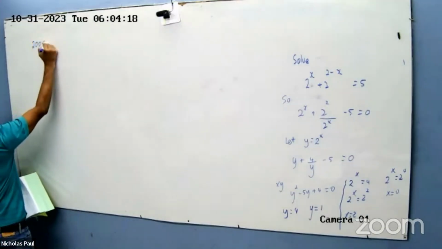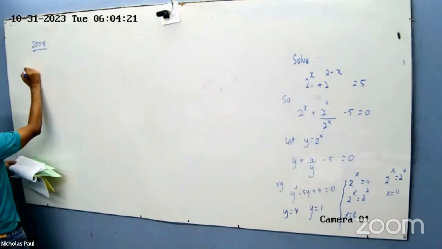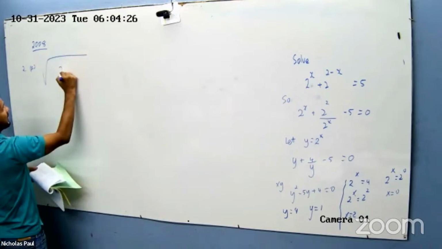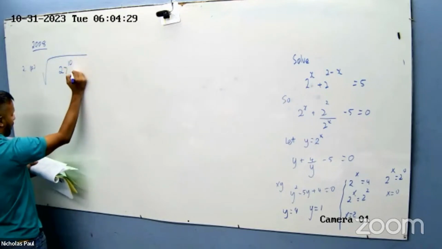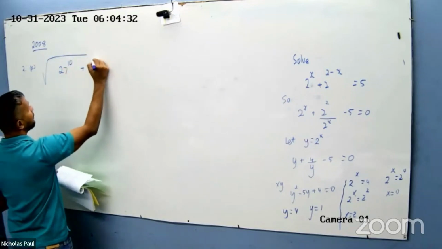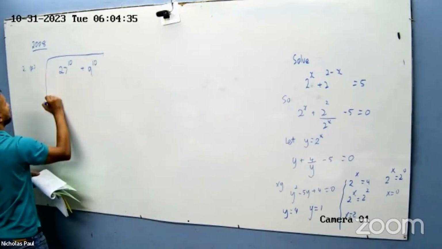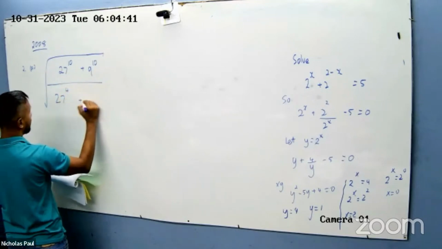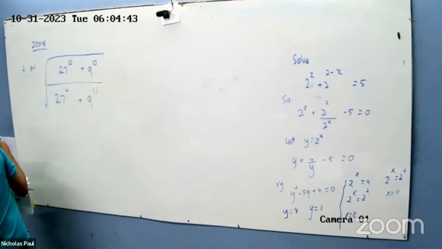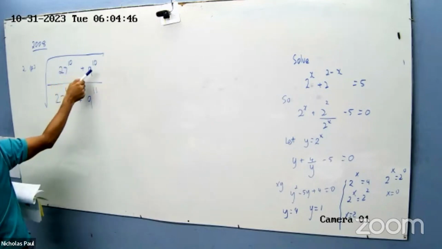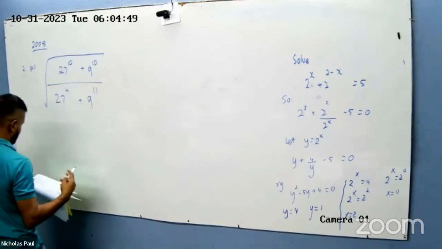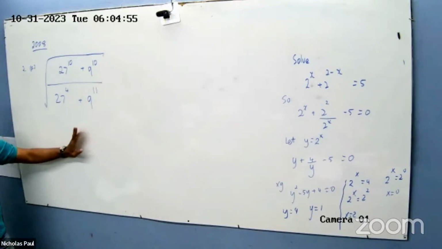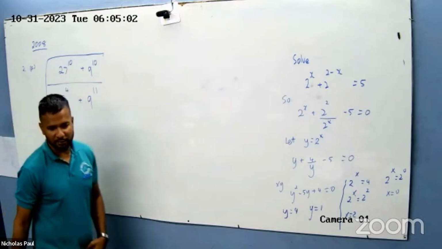Right? There's the next one, 2008. Without a calculator, evaluate this: 27 to the power of 10 plus 9 to the power of 10, all over 27 to the 4 plus 9 to the 11. Right? That's a 10, that's a 10, that's 4 and 11. All right? Without a calculator, see if you can work this out. The hint is to make sure you can factorize properly.